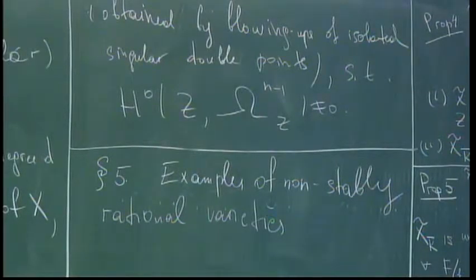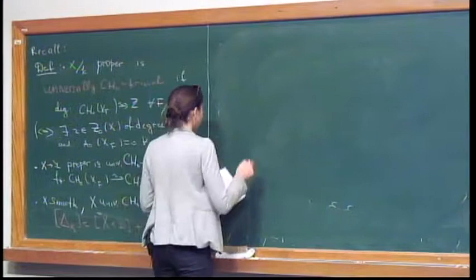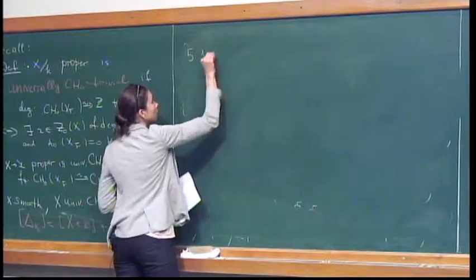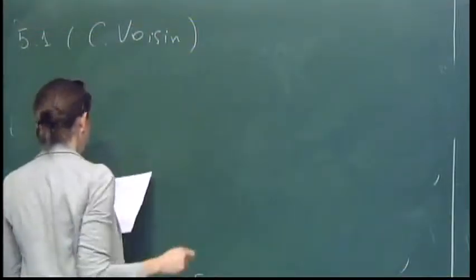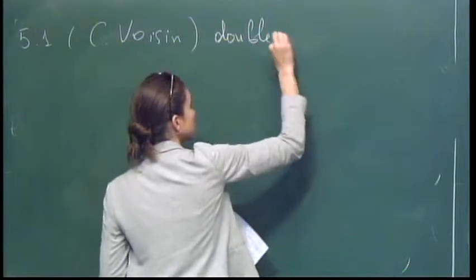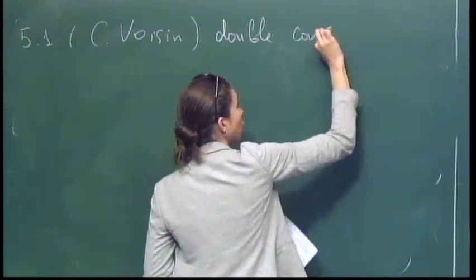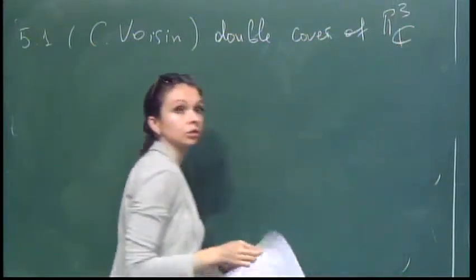So the first such examples were produced by Claire Voisin, where she was using the method of the diagonal decomposition in the following context. So first, Claire Voisin: double covers of P3 ramified along a quartic again.